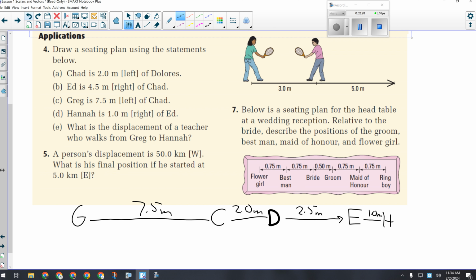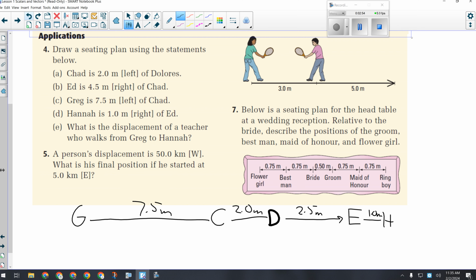She's only mentioned once in the whole question. Chad's mentioned like 3 times, but I couldn't put Chad somewhere until I put Dolores somewhere. So that sort of makes sense? Any vector question you have is going to have a reference point, usually your initial position. But sometimes your initial position is placed in reference to something else, like the Inukshuk question we had yesterday.